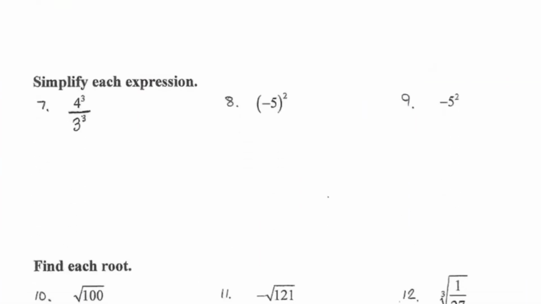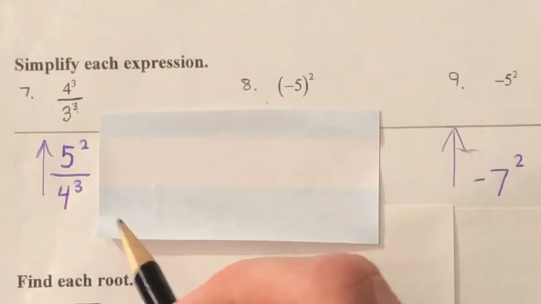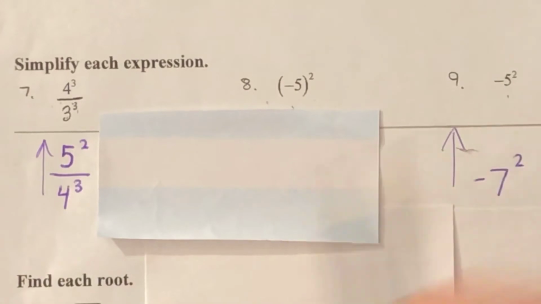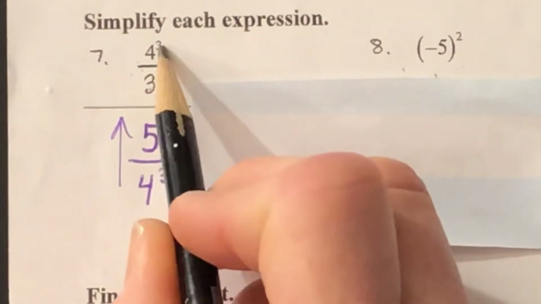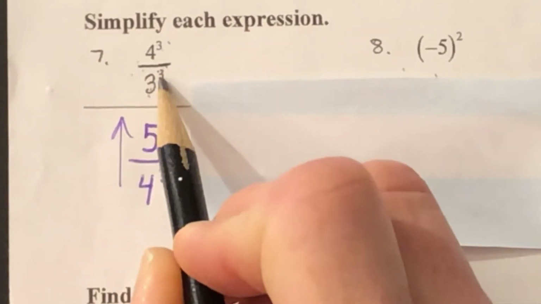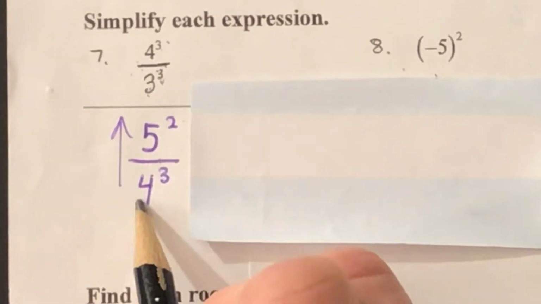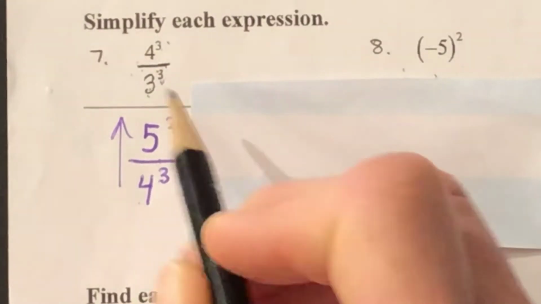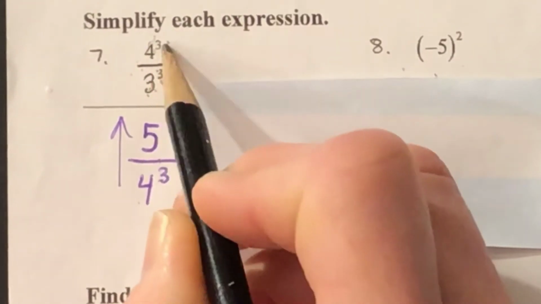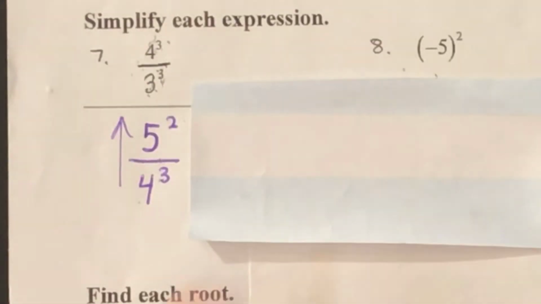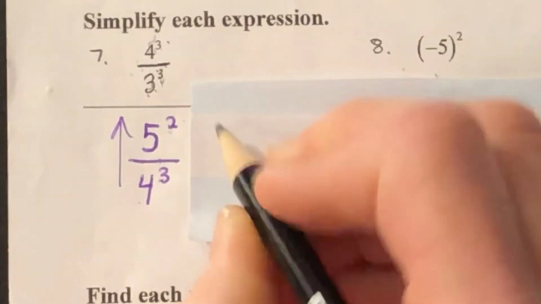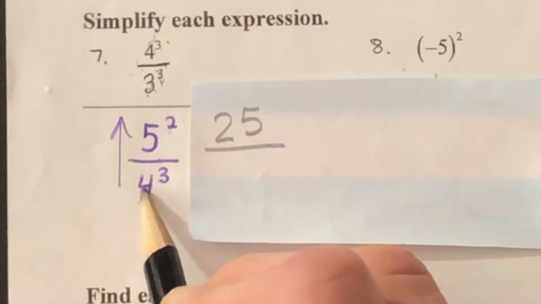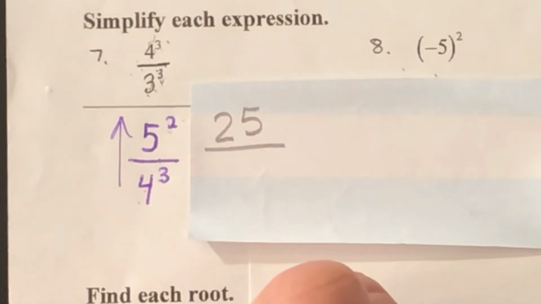Take a look at the next section right here. We're going to do variations on 7, 8, and 9. And then you can use that to do them yourself. Number 7, we've got 4 cubed divided by 3 cubed. We're going to do 5 squared divided by 4 cubed. Basically, you've got 2 different bases. You've got exponents that you're dividing, but 2 different bases. You solve it differently if you have different bases. So we'll do this one. 5 squared is 25. 4 cubed is 64.